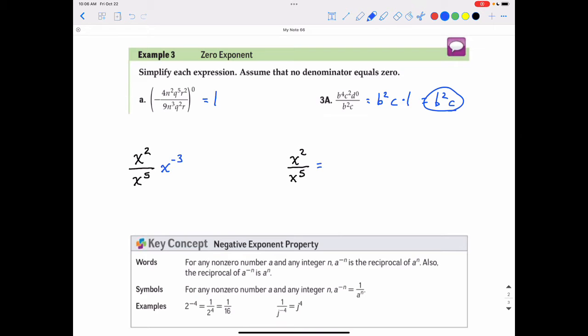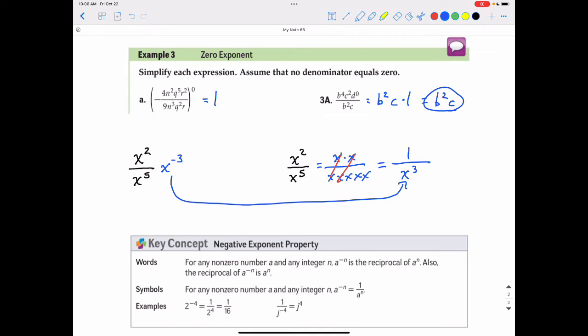X to the 2nd literally means x times x. X to the 5th means x times itself 5 times. And if I start canceling parts out, I get nothing left in the numerator, so I do need to put a 1 there as a filler, over x times x, which is x to the 3rd power. So by using our subtraction rule, I get x to the negative 3rd power, and by using this cancellation method, I get 1 over x to the 3rd. So that's what a negative exponent means.